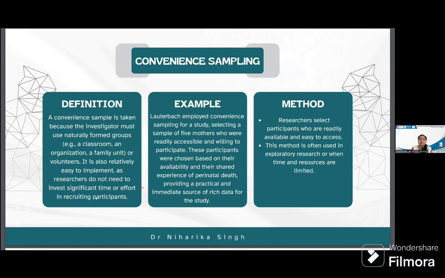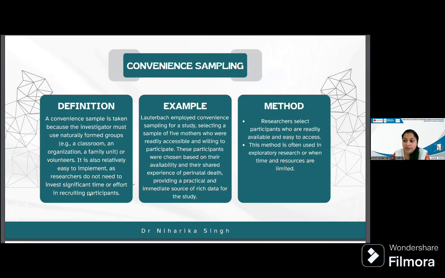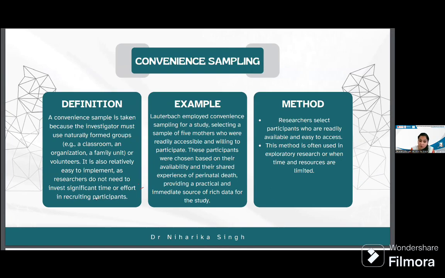Although personally it is not advisable to use convenience sampling, especially when you do research in social sciences, because while conducting surveys, while doing a primary survey, the bias of the respondents also matters a lot.